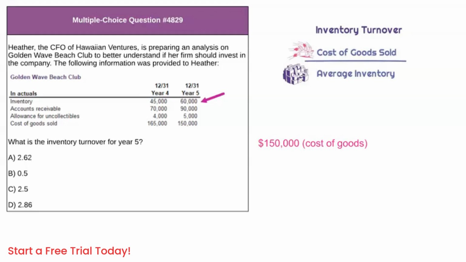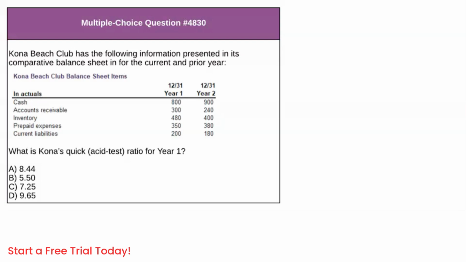So we can see they've got 45,000 last year at the end of year 4, right? Now at the end of year 5, they have 60,000. Well, the average between 45,000 and 60,000 is 52,500. So let's solve for the inventory turnover ratio now. So we have cost of goods sold of 150,000, and then we have average inventory of 52,500. When we divide average inventory into cost of goods sold, we get a ratio of 2.86, and that's the correct answer. We're absolutely just crushing the beach clubs, right?